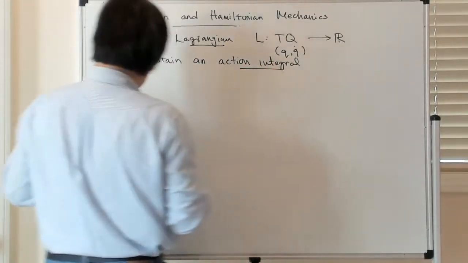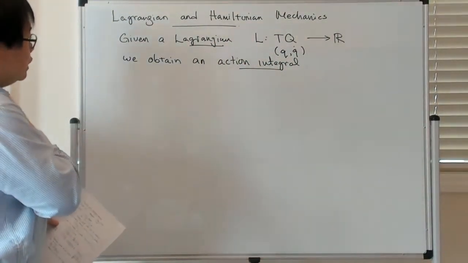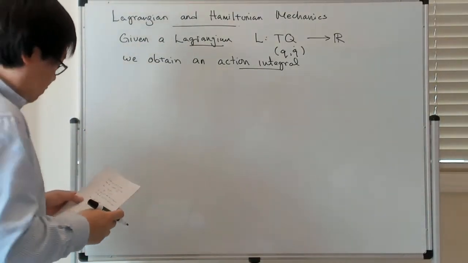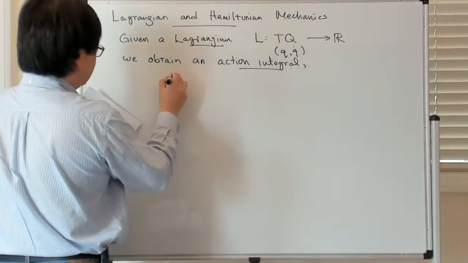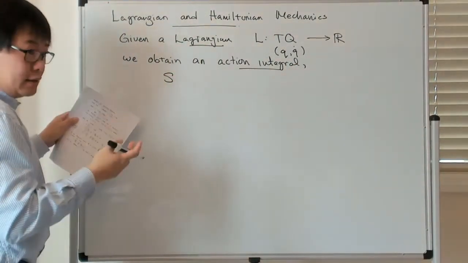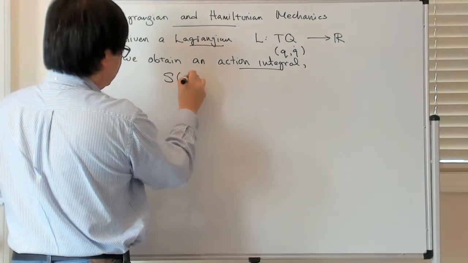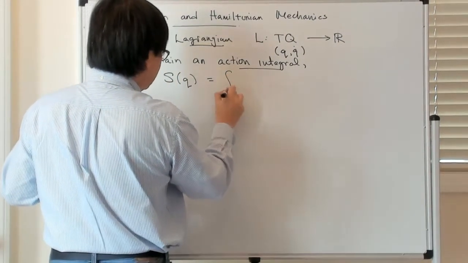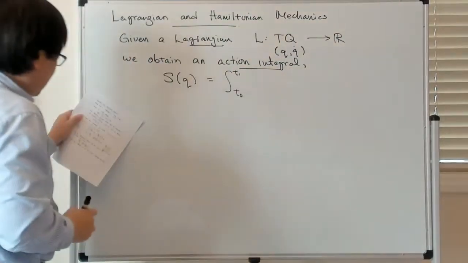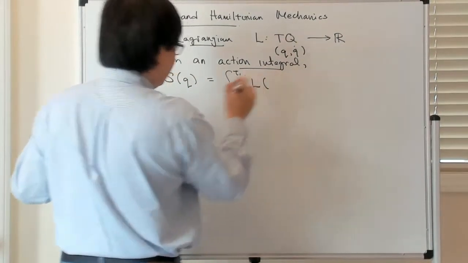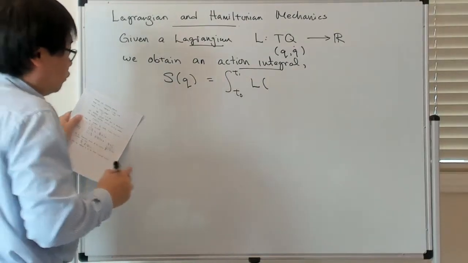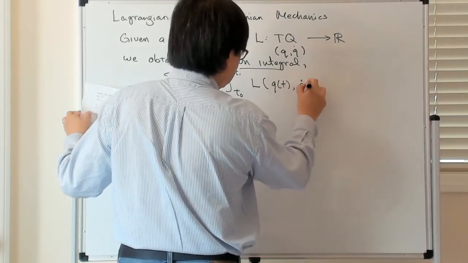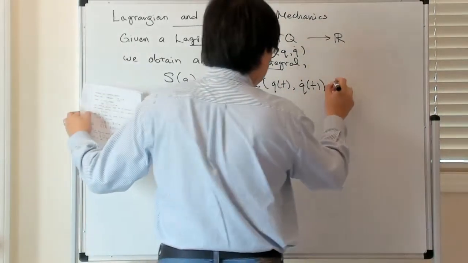So this is what's called a functional. It's something which takes a function, which in this case is a curve, and then gives you a number. This is the action S, and it depends on some parametrized curve q. The action is the integral from some initial time t0 to a final time t1 of the Lagrangian evaluated on the curve q as a function of t, and the derivative of the curve q dot, again as a function of t, and then you integrate this over time.